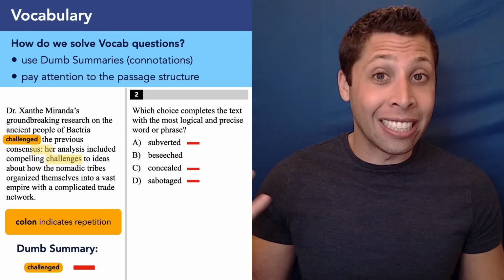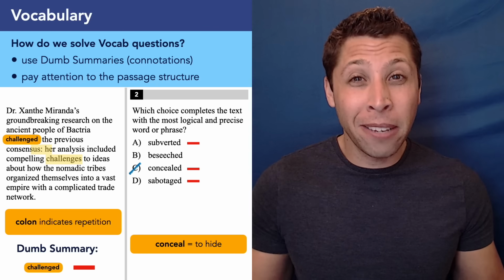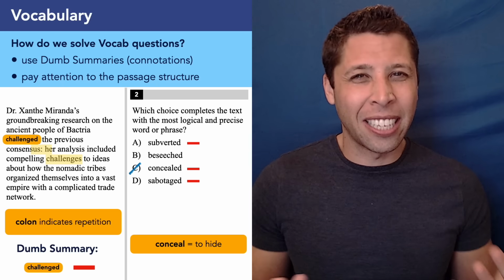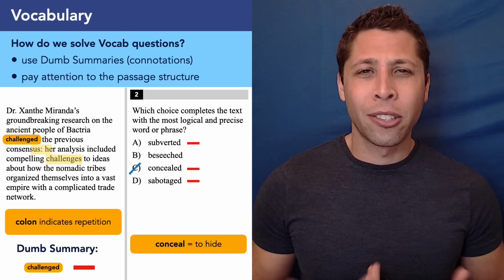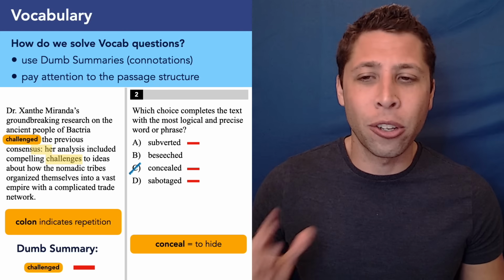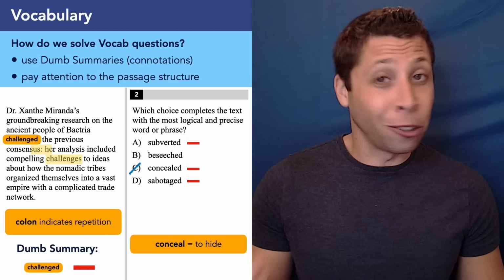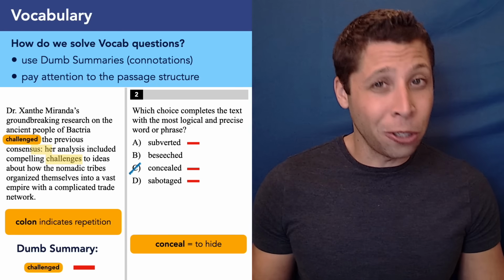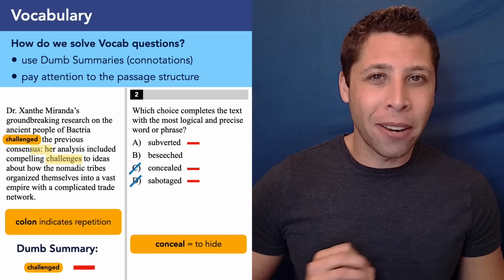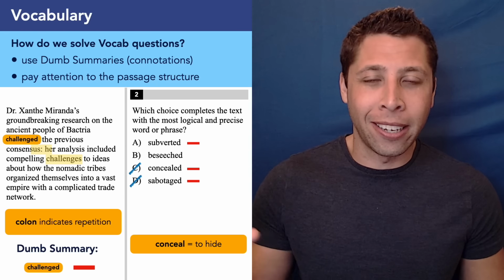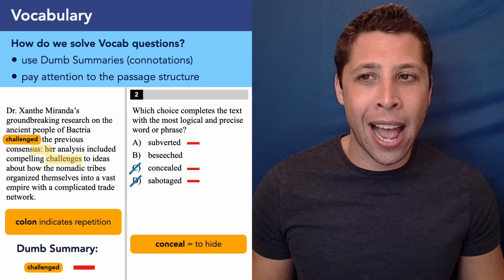So maybe concealed is where you would start. To conceal is to hide something. So we're not hiding a consensus. A consensus is like a bunch of people agreeing on something. So how do you hide that? That doesn't really make sense. So there's no reason that that would fit. Sabotaged is a little closer. It's probably a word you've heard at some point, but hopefully you have a sense that it's not quite the right fit either. And I'll get into why in a little bit, but if you can just kind of feel that it doesn't fit, that's probably good enough for now.